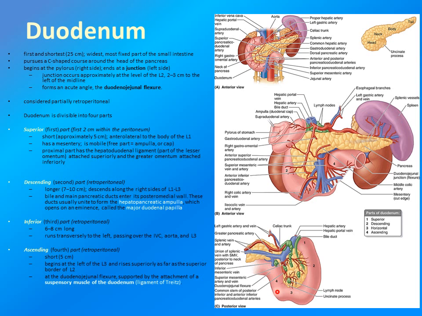It ascends, and it is retroperitoneal, just like the descending and inferior regions. The ascending region is short. It begins at the level of L3 and passes as far as the superior border of L2, and it is supported by an attachment of a suspensory muscle of the duodenum. This is known as the ligament of Treitz.